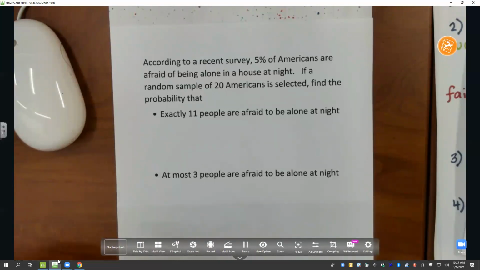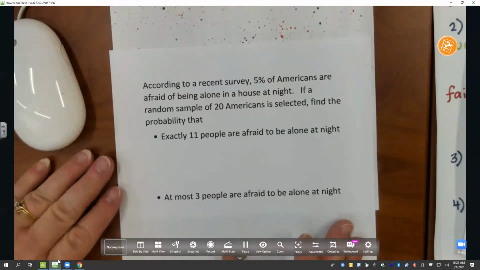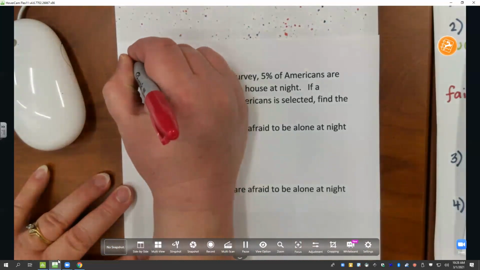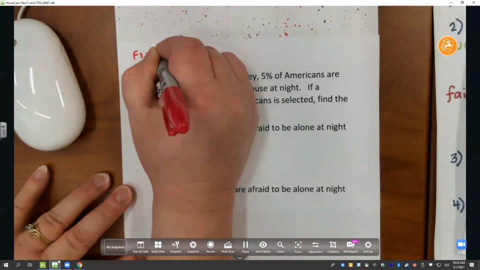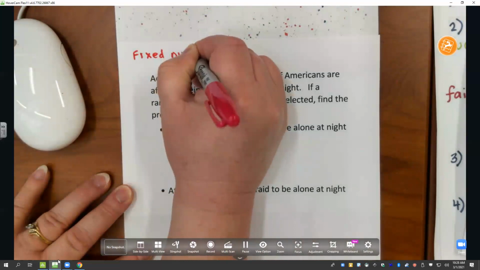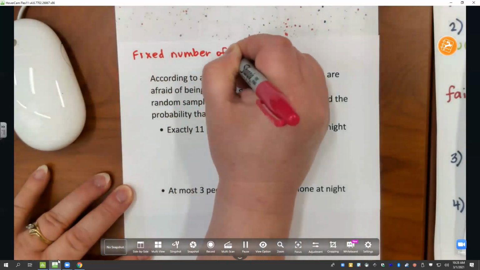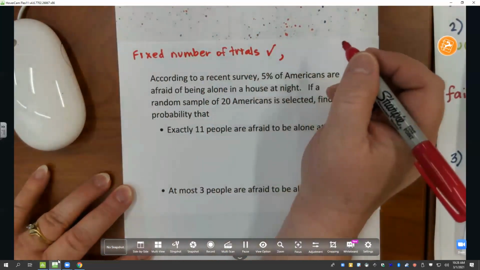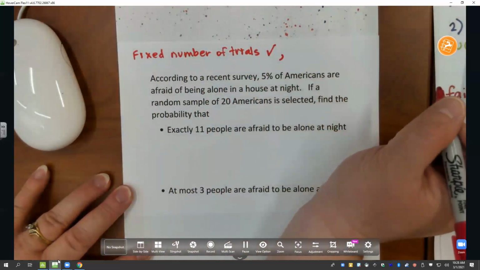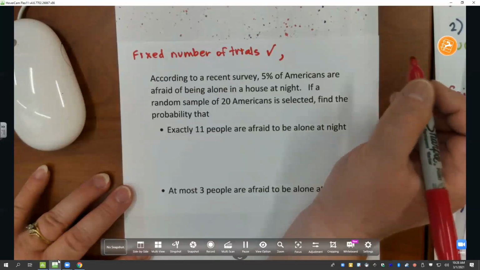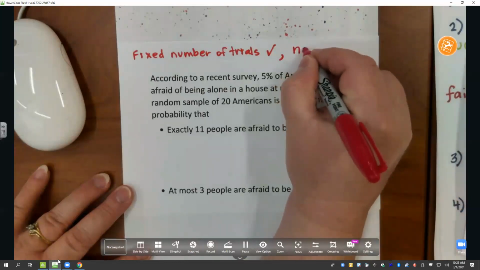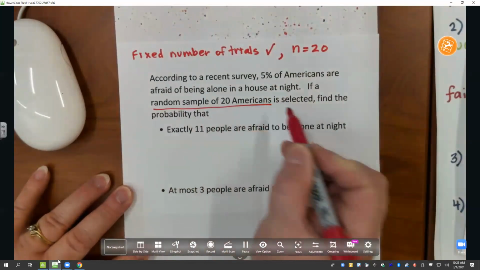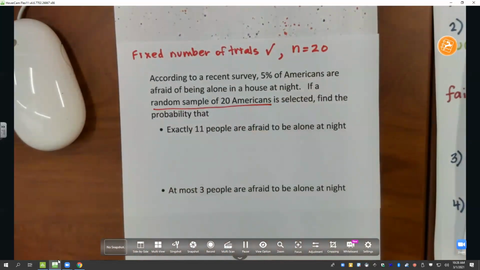Okay, so first of all, we got to make sure that this scenario is a binomial. So do you have a fixed number of trials? Okay, that's not the number of trials though. How many are we going to have? 20, because we're going to use a random sample of 20 Americans. So that's the number of trials. We're going to ask 20 people.